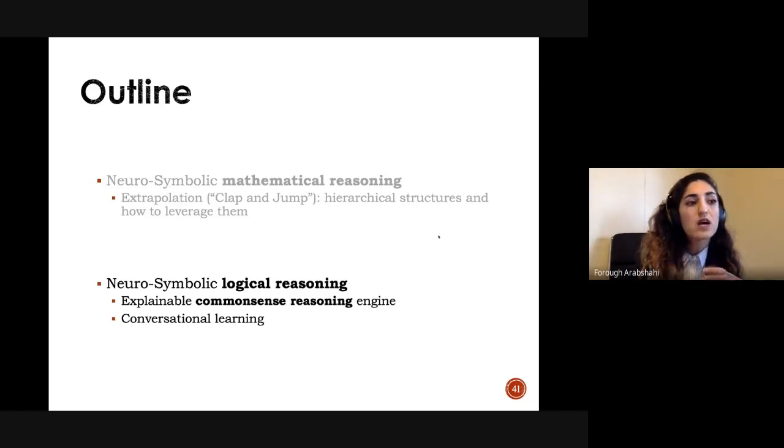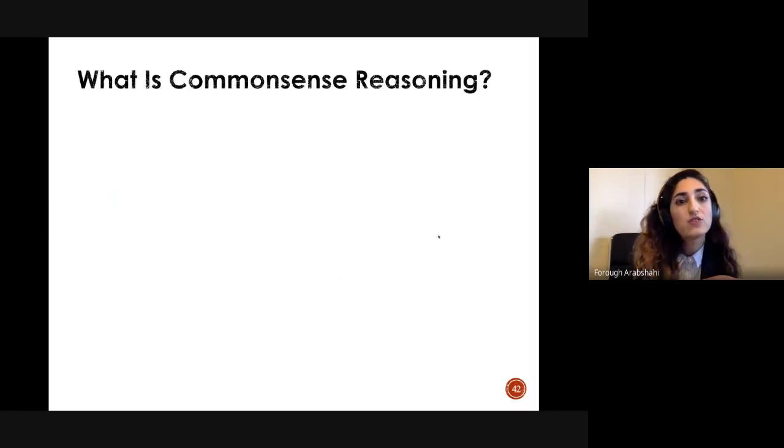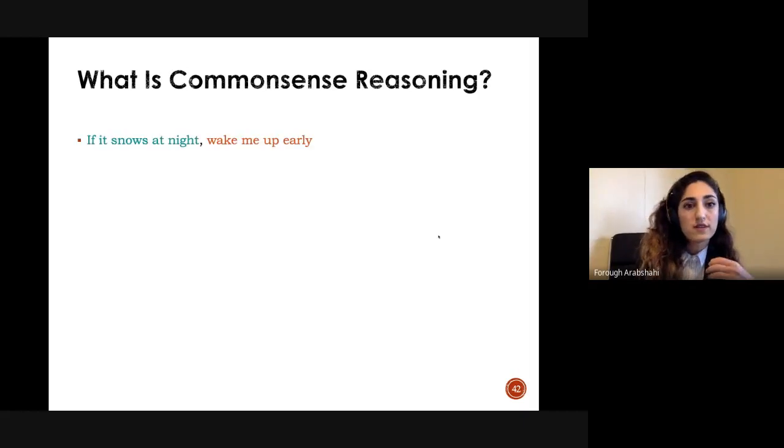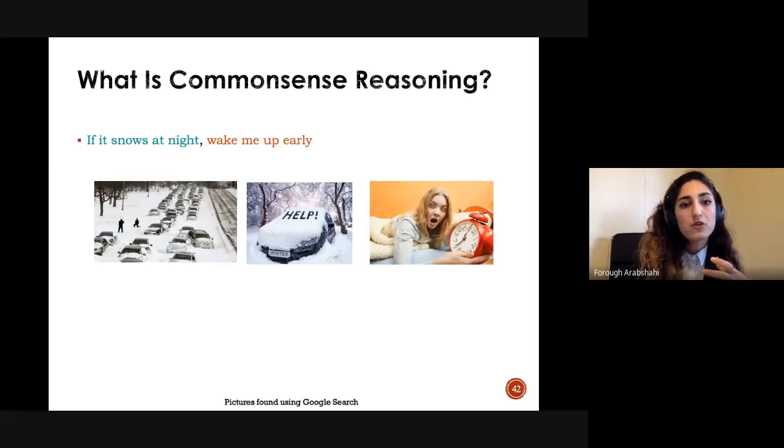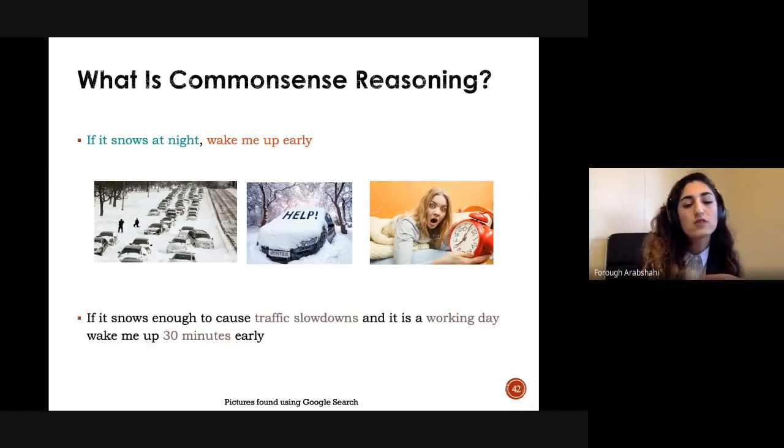And in this part of the talk, I want you to imagine yourselves talking to your phone assistant or home assistant like Alexa or Siri. And now imagine you tell your assistant, if it snows at night, wake me up early. So if your goal was to account for traffic slowdowns caused by snow in your commute to work, what you probably meant was if it snows enough to cause traffic slowdowns and it's a working day, then wake me up 30 minutes early.